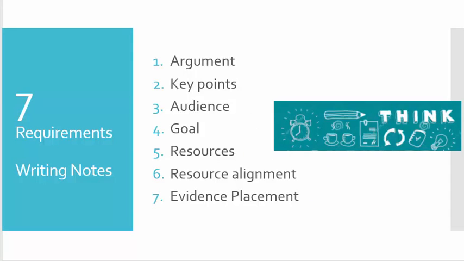In the writing notes, there are actually 7 requirements, and you can see these in the rubric, and they include argument. And again, the argument should be something that is research-based, not should I be a manager or is nursing the right career for me, but what is the best management strategy? Enlightened management is the best strategy as opposed to something else. So argument, key points, audience, goals, resources, resource alignment, and evidence placement.